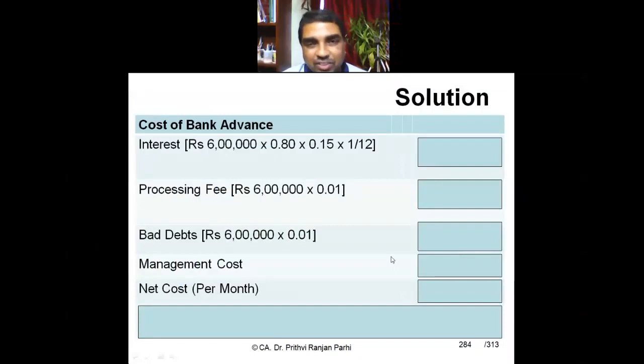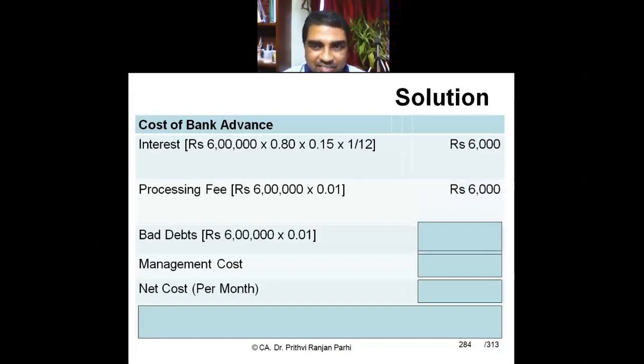Now, if you go for bank finance, we have to calculate like this. In bank finance, we have to pay interest. So interest will be on 6 lakh, then 80% of that, then 15%. For 1 month, it will be 6,000 rupees, divided by 12. Now, we have to pay a processing fee for the bank finance also. That is 6,000 rupees. And in case of bank finance, bad debt possibilities are still there because bad debt is our responsibility. So 6,000 will be the cost.